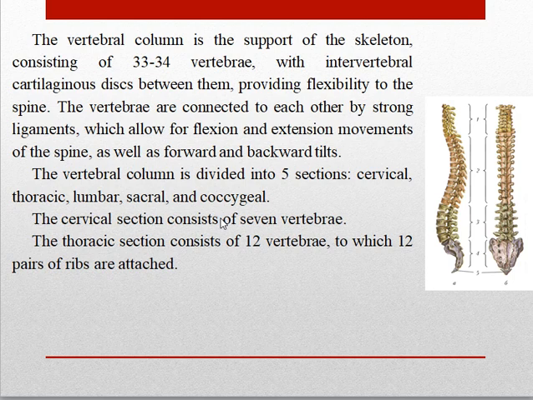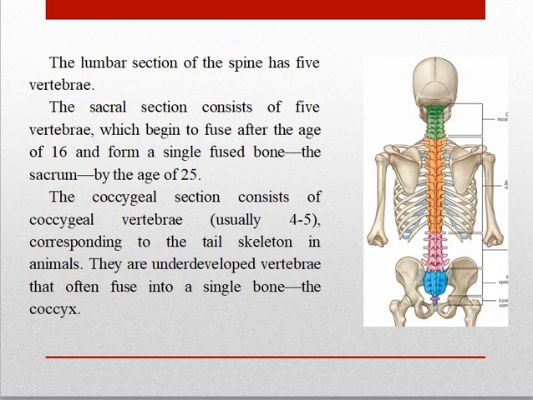The vertebral column is divided into 5 sections: cervical, thoracic, lumbar, sacral, and coccygeal. The cervical section consists of 7 vertebrae. The thoracic section consists of 12 vertebrae, to which 12 pairs of ribs are attached. The lumbar section of the spine has 5 vertebrae.